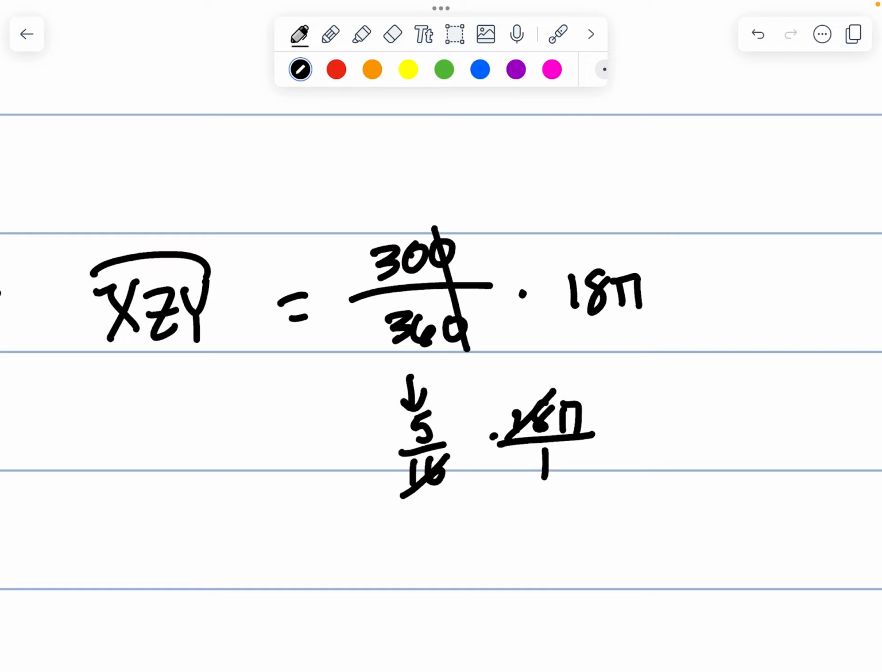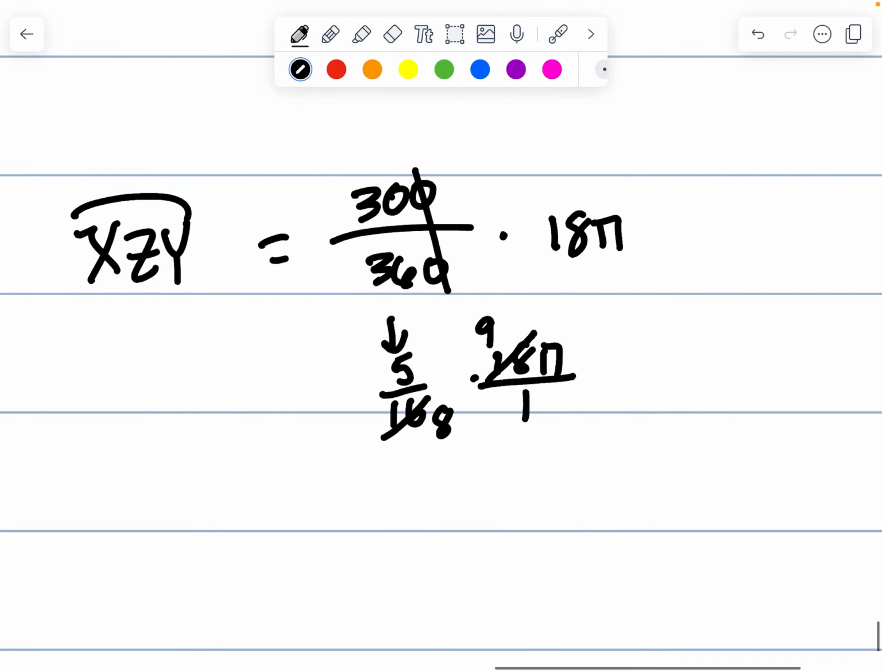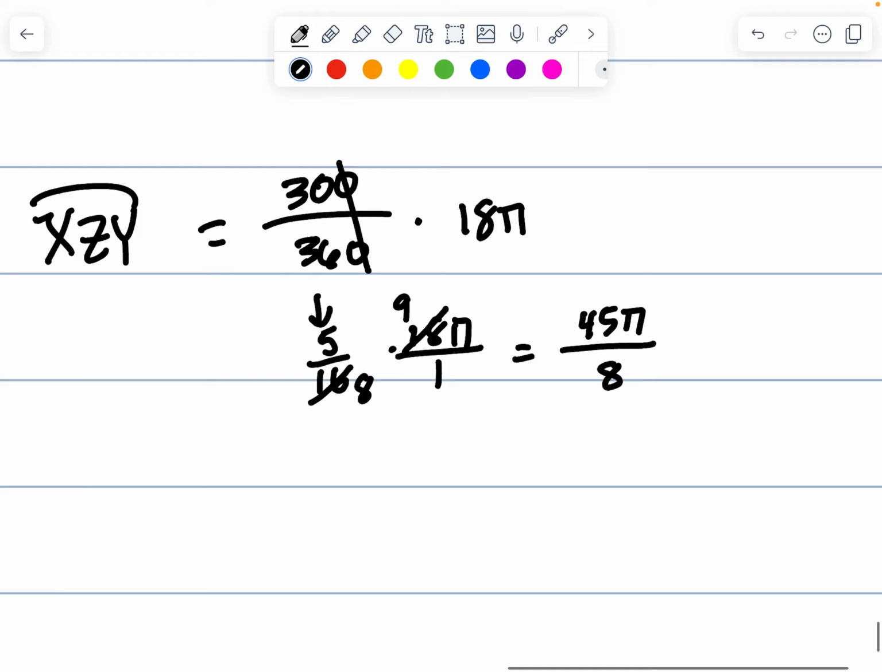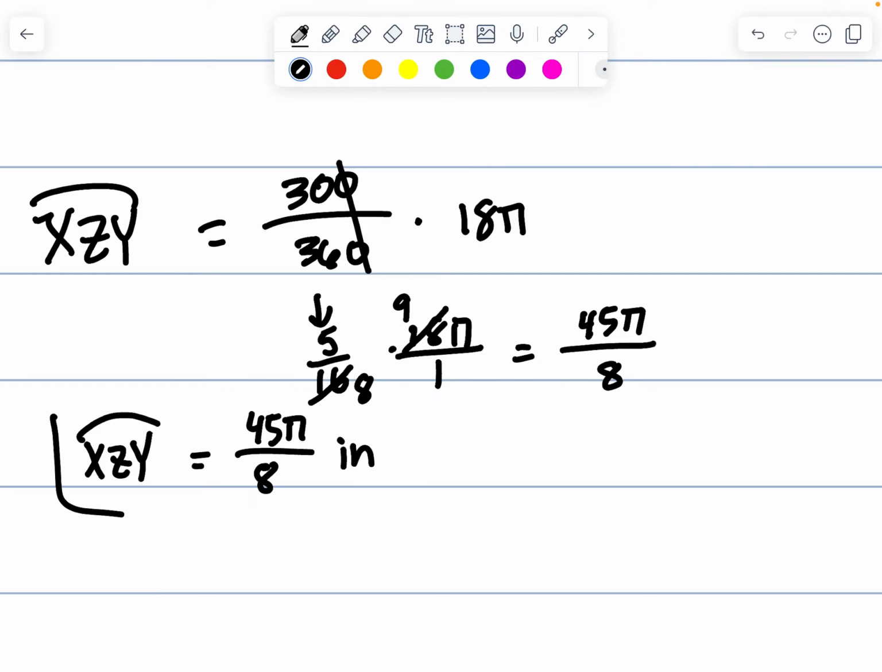These simplify. 2 goes into both, so we have a 9 here and an 8 here. And then, since nothing else simplifies, we could just multiply across. 5 times 9, 45, so 45 pi. 8 stays in your denominator, and this is our answer. So the arc length of XZY will be equal to 45 pi over 8 inches.